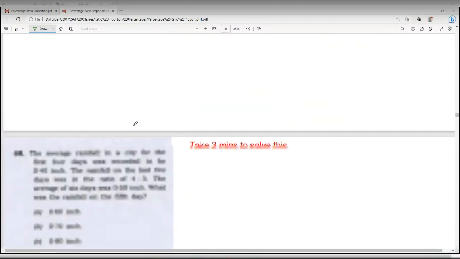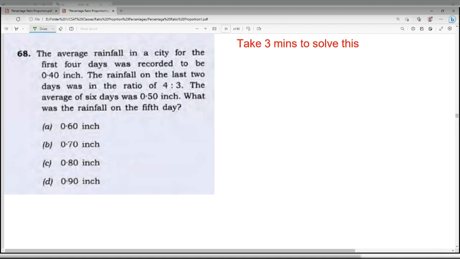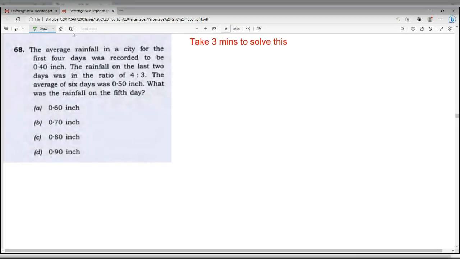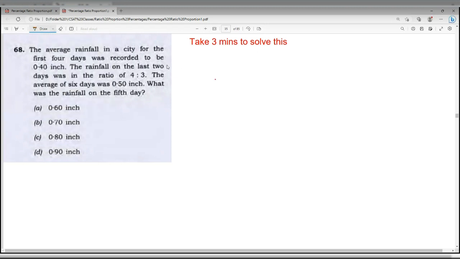So please take 3 minutes to solve this. The rainfall in a city for the first 4 days was recorded to be 0.4 inches. The rainfall on the last 2 days was in the ratio 4:3. The average of the 6 days was 0.5 inch. What was the rainfall on the 5th day?